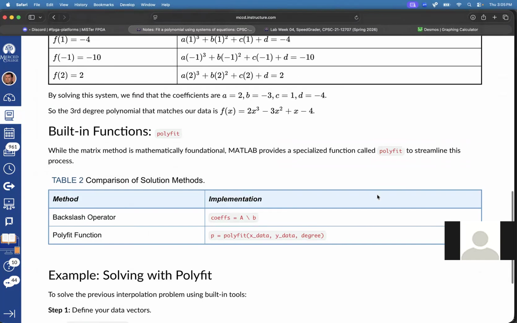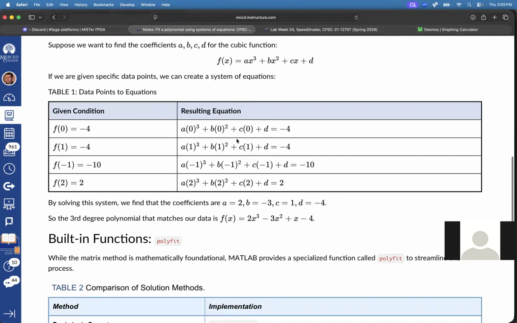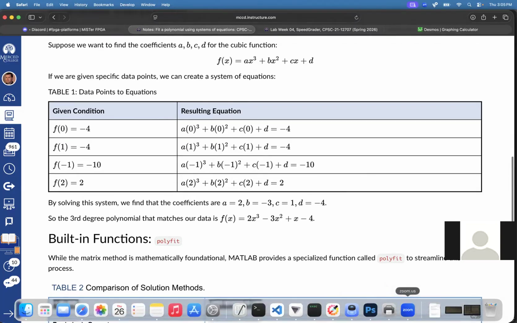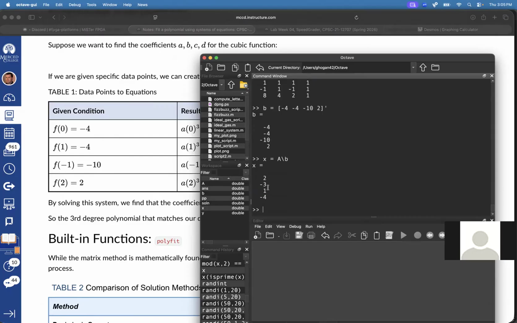Now, think about how much work this was. This wasn't a huge amount of work, but it was a little bit of work, right? I had to plug in the zeros and the ones and the negative ones and the twos, and I had to write out this system of equations. And then I had to come over to Octave and type in this coefficient matrix and type in the constant vector. And then I could solve for the 2, the 3, the -1, and the -4, right? That was the steps. But with polyfit, there's an easier way.